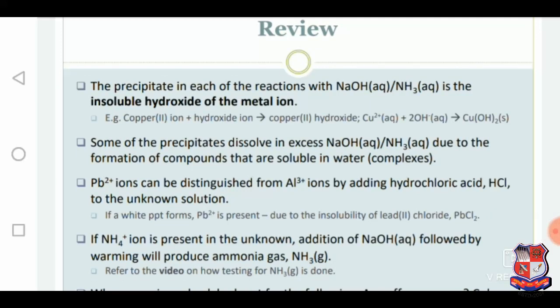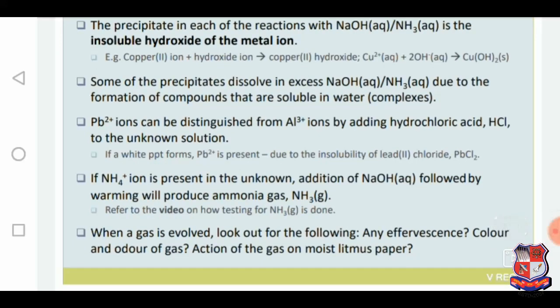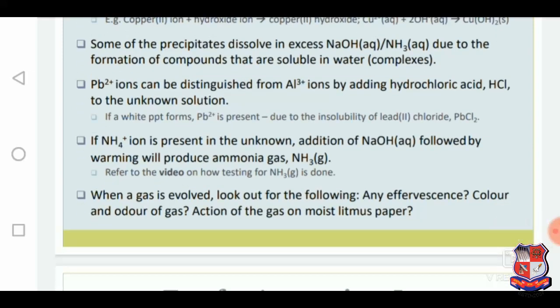So this is the review part. The precipitate in each of the tests with sodium hydroxide and ammonia is the insoluble hydroxide of the metal ion. Like these are the common reactions. Some of the precipitates dissolve in excess NaOH or ammonia solution due to the formation of compounds that are soluble in water. Complexes are formed. Lead ions can be distinguished from the aluminum ion by adding hydrochloric acid, HCl, to an unknown solution. And if ammonium ion, that is NH4+ ion, is present in the unknown, addition of NaOH followed by warming will produce the gas ammonia.